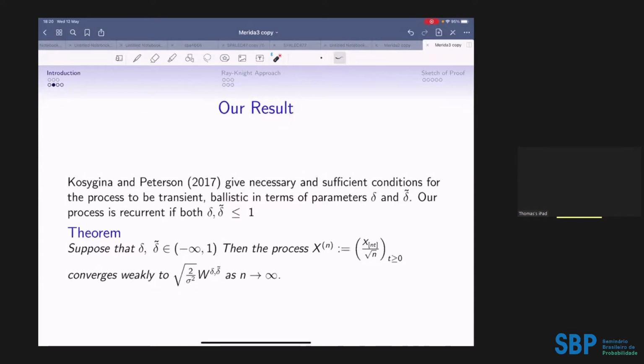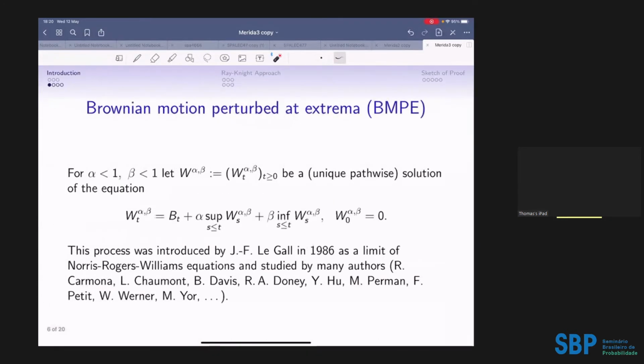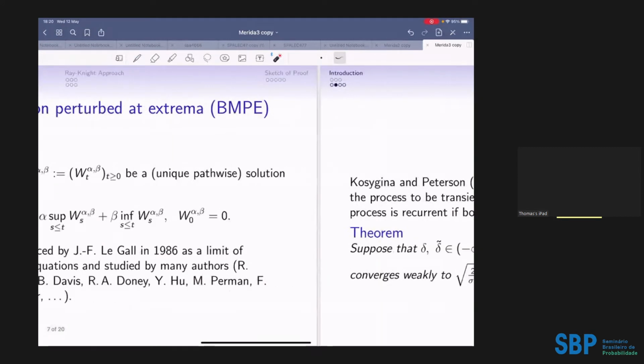Now, actually, if delta is equal to 1, it's a bit interesting because this is a boundary case, and the process is recurrent, but it rescales naturally to a process that is transient. But we're not interested in this critical case. We're just going to look at the case where both these parameters, delta and delta dash, are between -infinity and 1, which is what we assume of our alpha and beta.